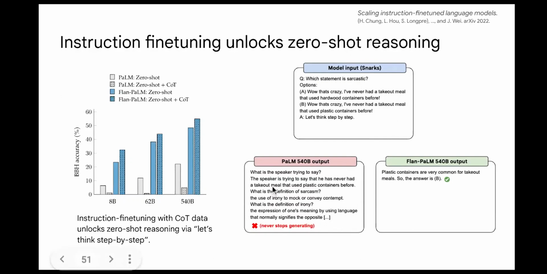If you take a model without instruction fine-tuning, it might say something like, what is the speaker trying to say? The speaker is trying to say that he has never had a takeout meal that has used plastic containers before. And so it doesn't really know how to actually do the reasoning, and it sort of rambles on. But for models that have been instruction fine-tuned, so the green one here, it's able to just directly say, okay, the reasoning is that plastic containers are very common for takeout meals, so the answer is B.